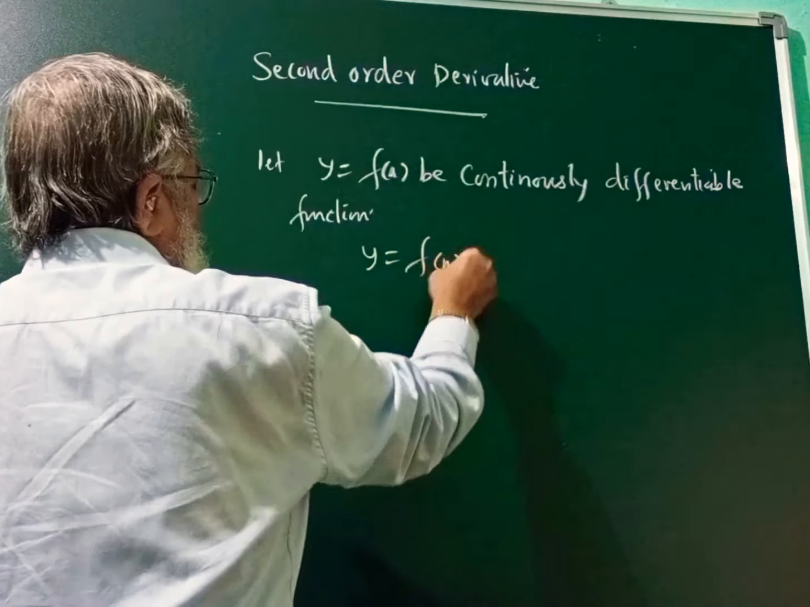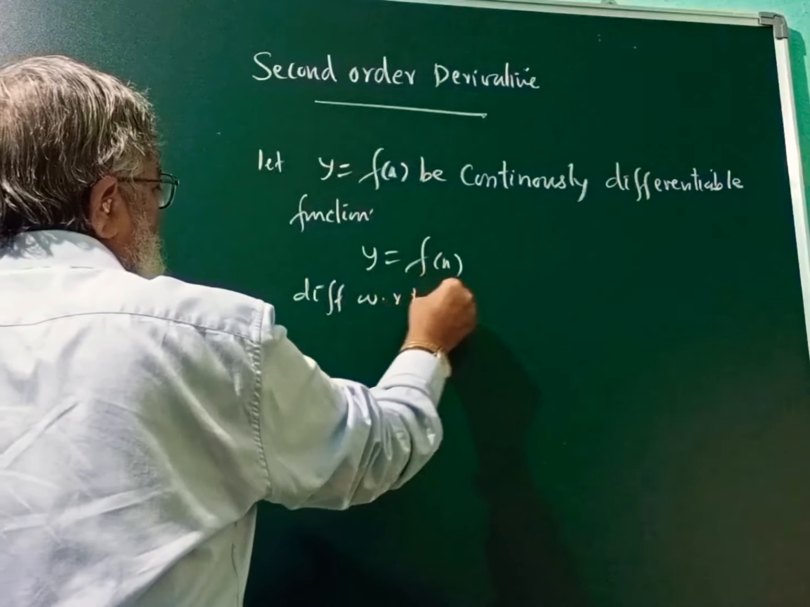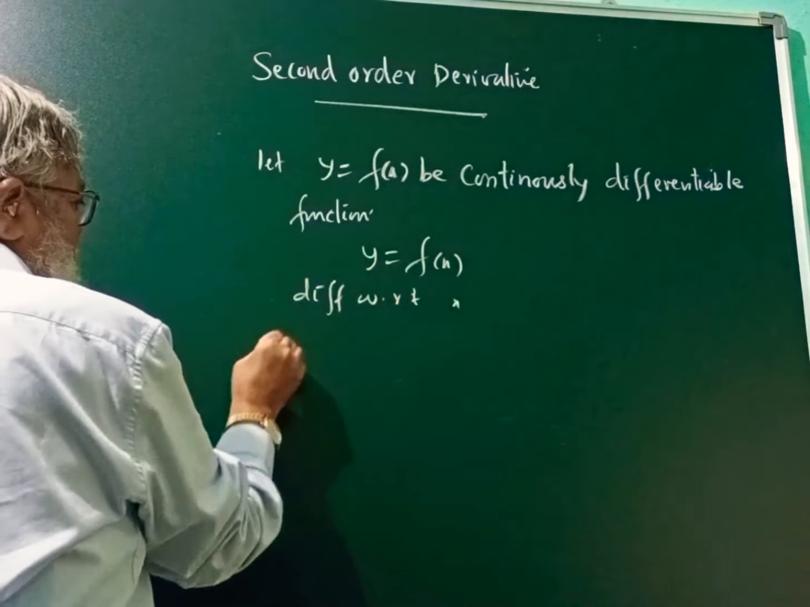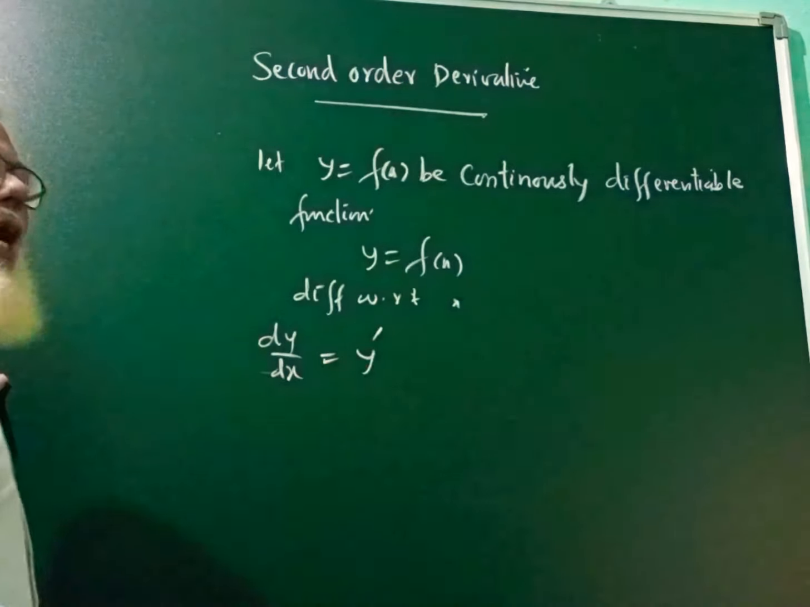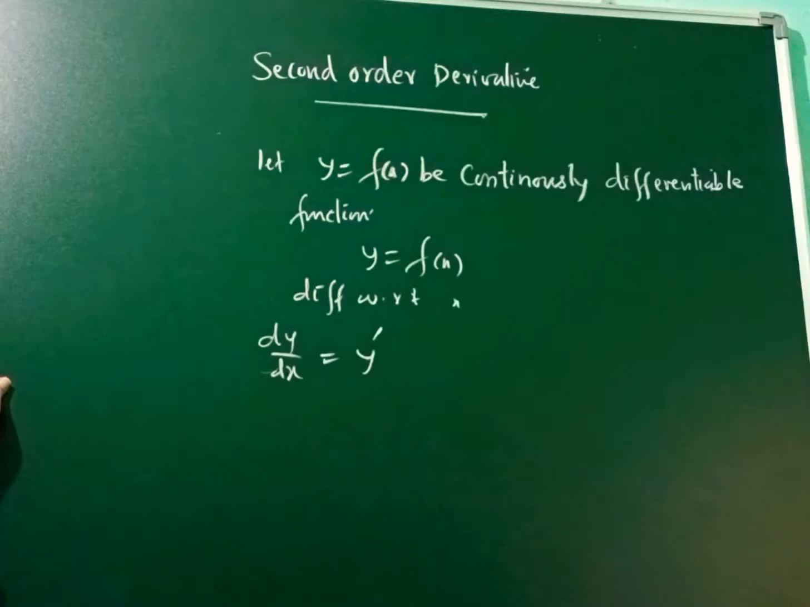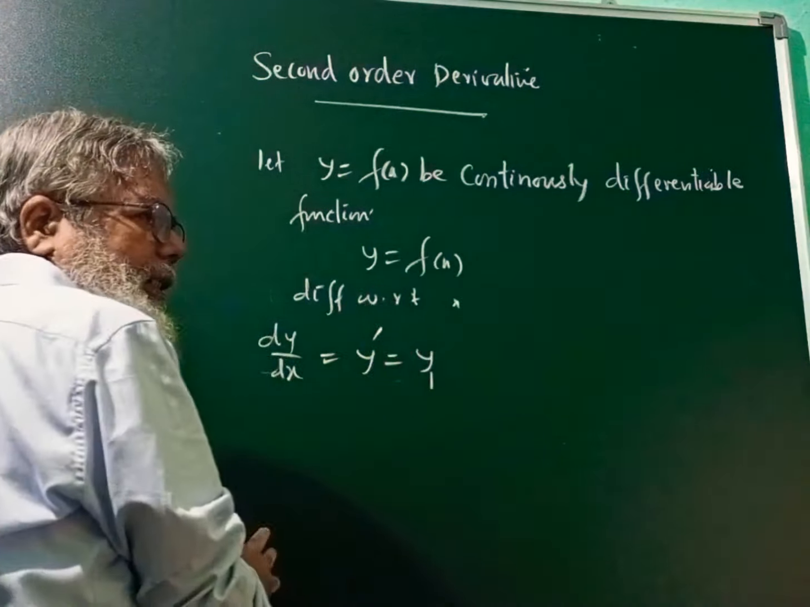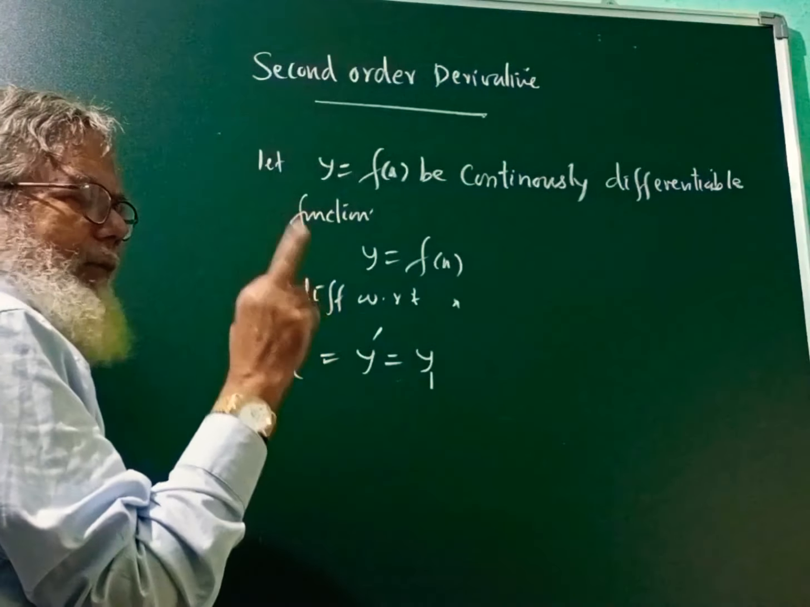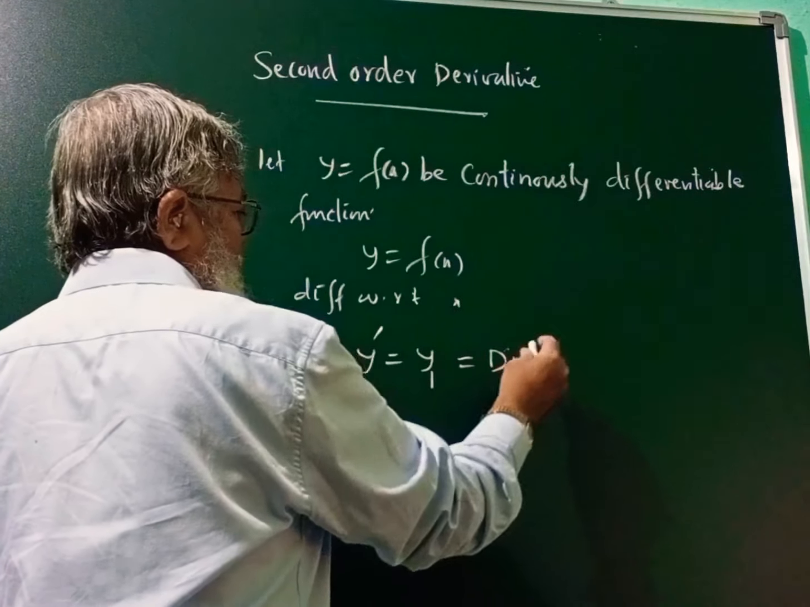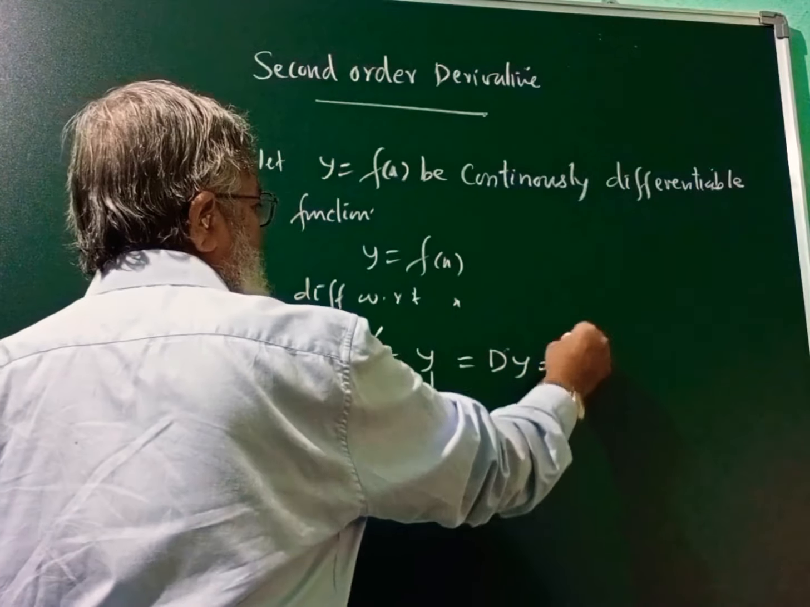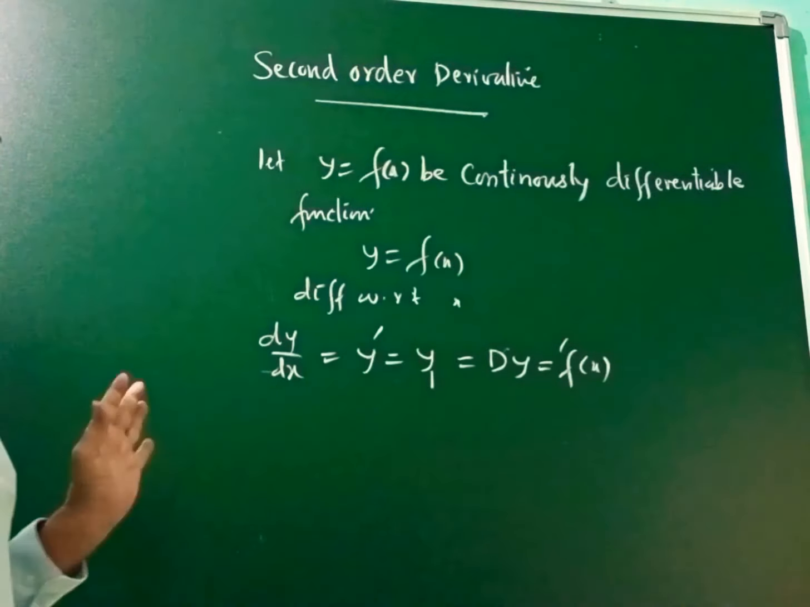Then, when it can be differentiated many times, first we write y is equal to f(x), then differentiate with respect to x. So we denote it by dy by dx, or we may denote it by y dash, or y1, differentiation of y with respect to x one time, and that can also be represented as dy, or even we may write f dash x. All mean y is differentiated one time.